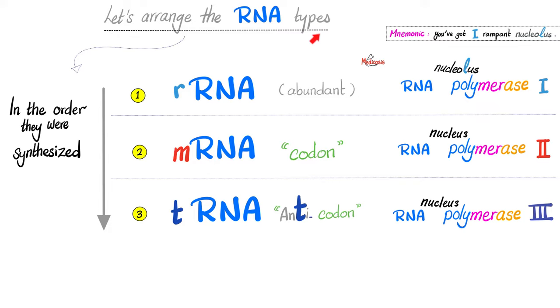Types of RNA in this order. You start with rRNA because it's the most abundant. Then mRNA, which has the codons. After you have the codons, get the anti-codons on the tRNA. And in this order, who makes rRNA? RNA polymerase 1 in the nucleolus. Who makes mRNA? Number 2. Who makes the tRNA? Three. Three is for the tRNA, which has the anti-codon. Don't forget that the tRNA has the amino acid attached to its 3' end.